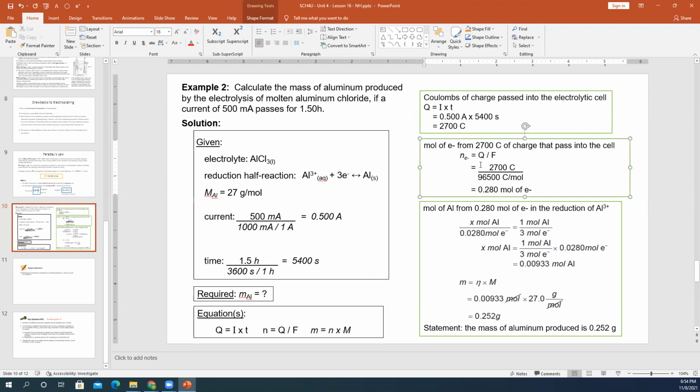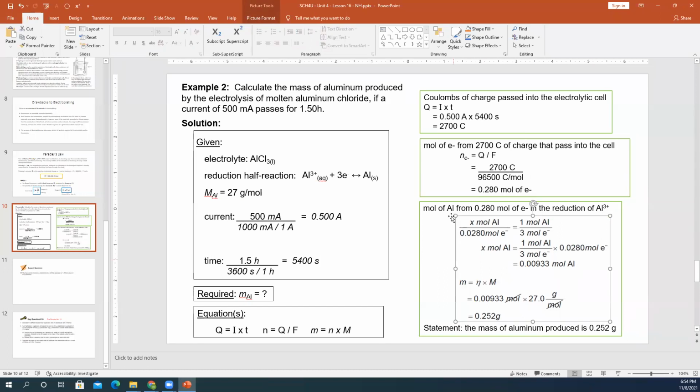So the number of moles of electrons that are from this 2,700 coulombs of charge. So number of electrons is this value Q that we calculated, coulombs, divided by Faraday's constant, which has the units coulombs per mole. And if we see, the coulombs cancel out, and we're left with how many moles of electrons? There's 0.28 moles of electrons present.